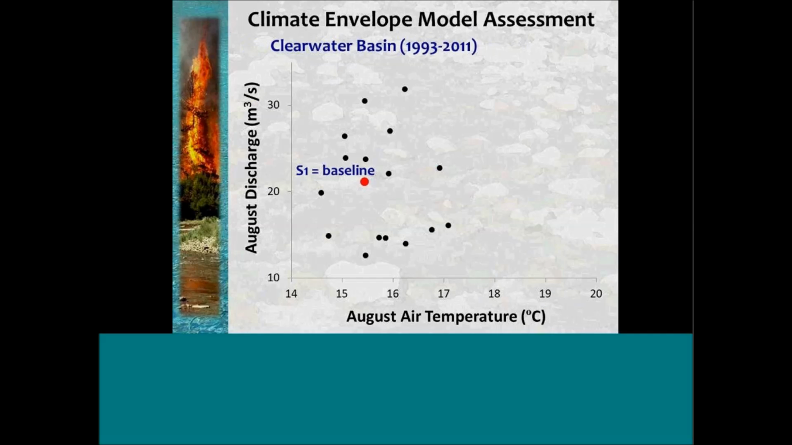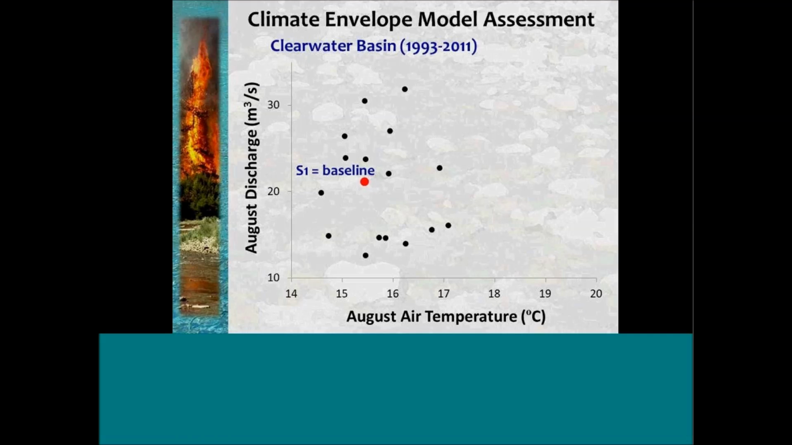Another way of thinking about this, especially as we start thinking about using these models to make projections into the future, is to look at the climate envelope that you've already observed and ask questions about, when we do make those projections for the future, how far are we going outside of that climate window? Are we extrapolating a long ways or not very far?